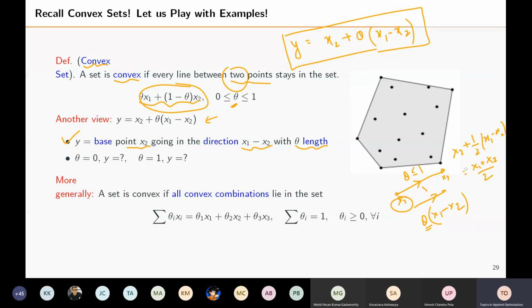By varying theta, we can get all the points. If theta is 0, then y is at x2, and if theta is 1, then y is at x1.